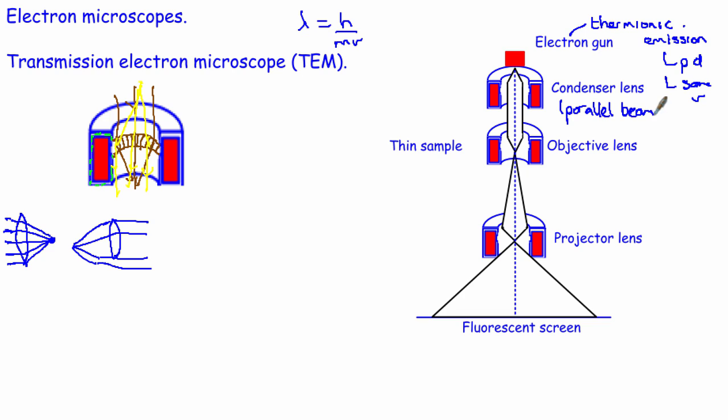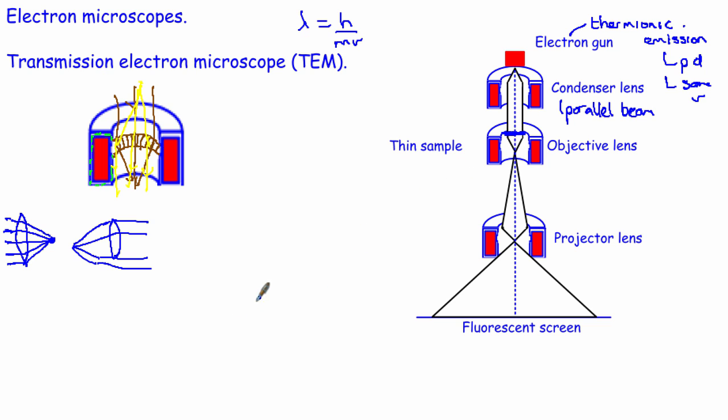So that's the first thing that happens. These electrons are spreading out from this point here, and then when they go through this condenser lens, it forms them all into a parallel beam. So they're all now going in the same direction downwards. And they keep on going, and then what you do is you place your thin sample here. So you put a thin sample of whatever it is that you want to look at here. And it has to be thin because the electrons have to be able to pass through it.